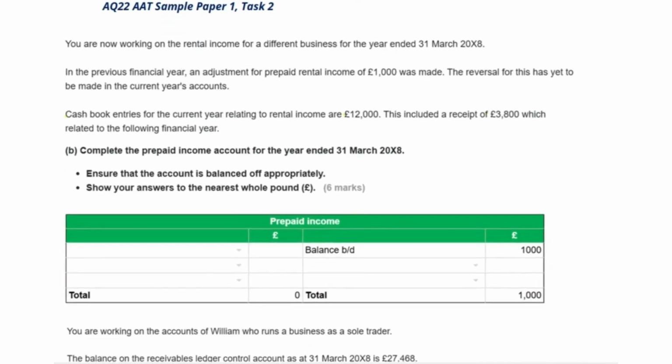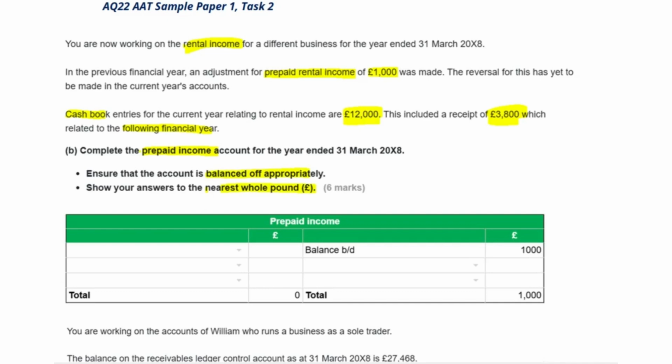So now to part B. You are now working on the rental income for a business for the year ending 31st March X8. In the previous financial year, an adjustment for prepaid rental income of £1,000 was made. The reversal for this year has yet to be made in the current year account. Cash book entries for the current year relating to rental income are £12,000, including a receipt of £3,800 which related to the following financial year. We're asked to complete the prepaid income account for the year ending the 31st March 20x8. We've got to balance it off appropriately and work to the nearest whole pound.